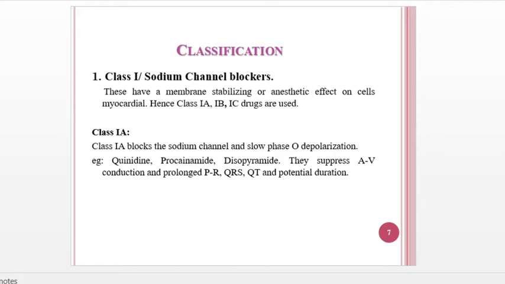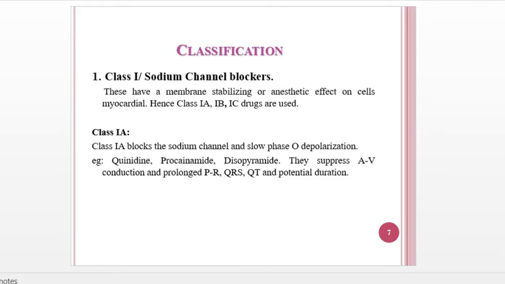So what is class 1A? The basic mechanism is that class 1A blocks the sodium channel and slows the phase zero depolarization. Examples are quinidine, procainamide and disopyramide. They suppress the AV node conduction and prolong the PR, QRS and QT.